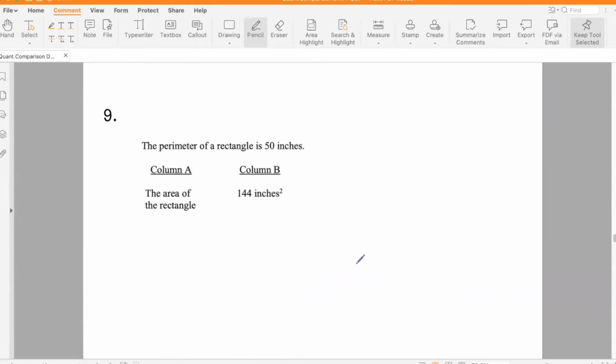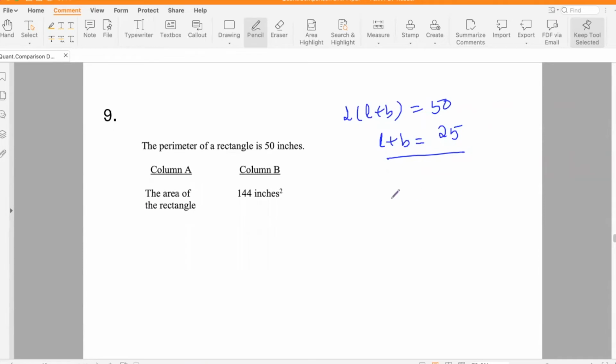The perimeter of a rectangle is 50 inches. Column A, the area of the rectangle. Column B, 144 inches squared. So the perimeter of a rectangle, right? So you have 2 times (L plus B) is 50. So L plus B is 25, right?